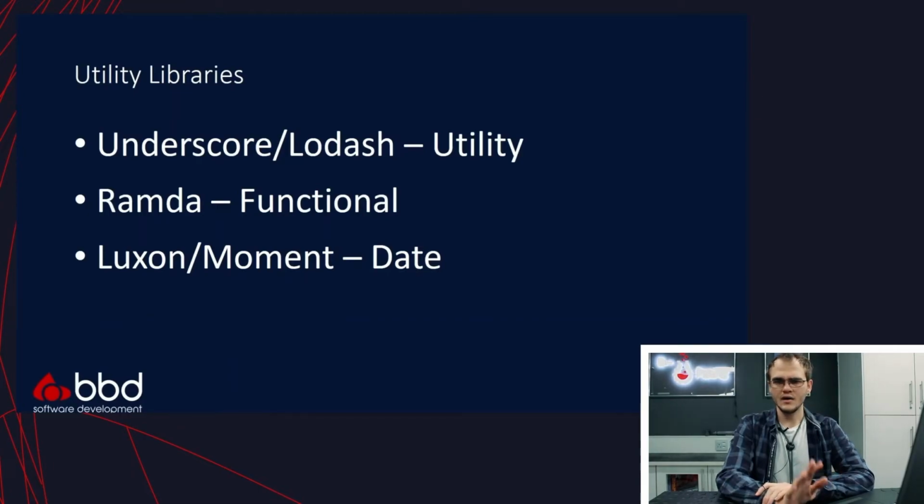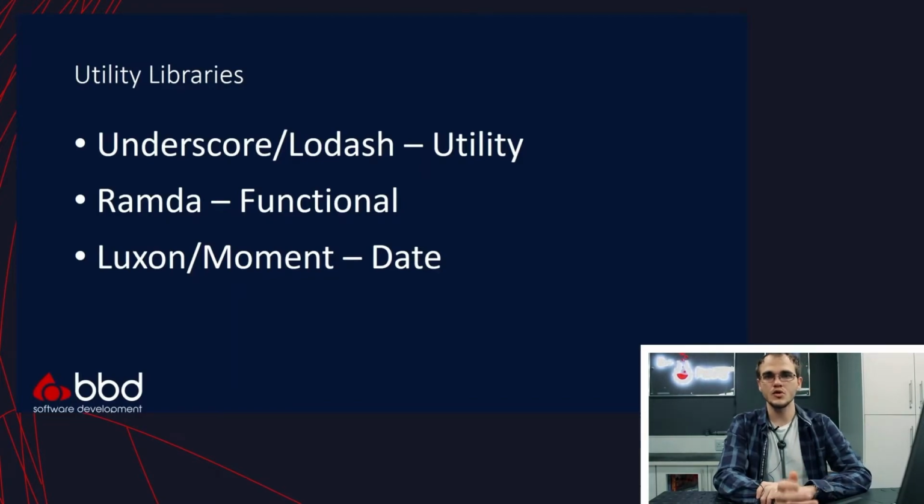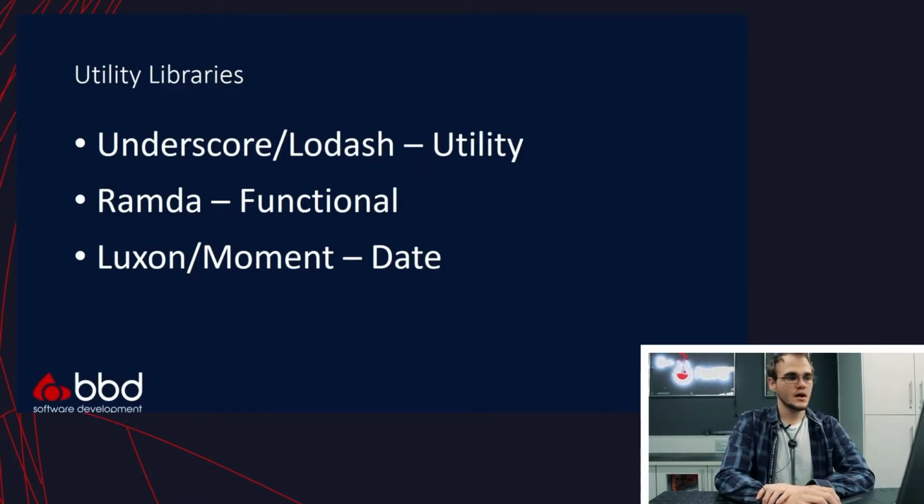There are also a handful of utility libraries, as I mentioned before. We have Underscore or Lodash, which is a very useful utility library with functions like merge deep or clone deep. Another example is to check whether an object is empty or not. Then we have Ramda, which is a functional library to help with functional coding. It can help you with creating immutable objects that are truly immutable. And then there's also Luxon or Moment, which is a datetime library that can help with various dates and the date object within JavaScript.